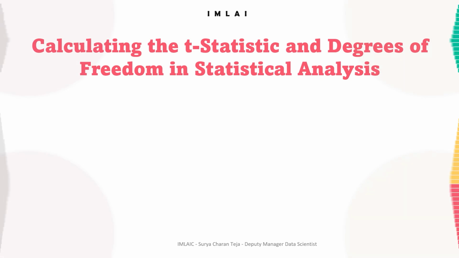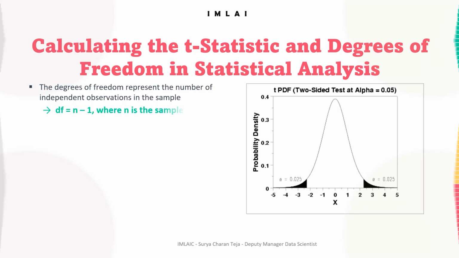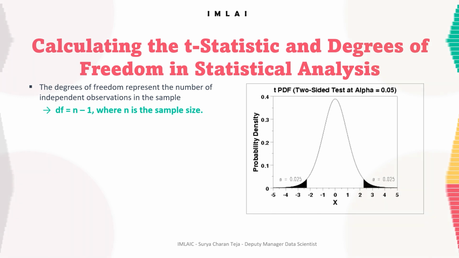So as I have told you, to calculate the t distribution, you need to know the degrees of freedom, df, and the value of the t statistic. So the degrees of freedom represent the number of independent observations in the sample and are calculated as the sample size minus 1. That is, degrees of freedom is equal to n minus 1, where n is the sample size.